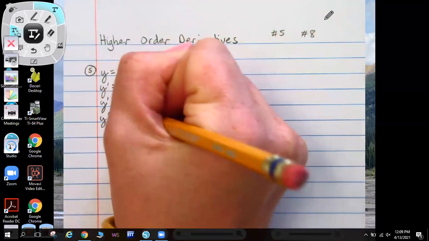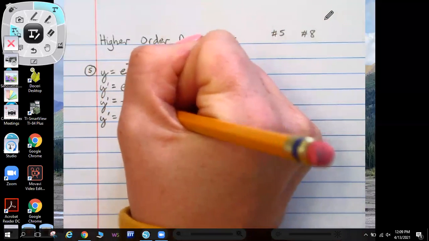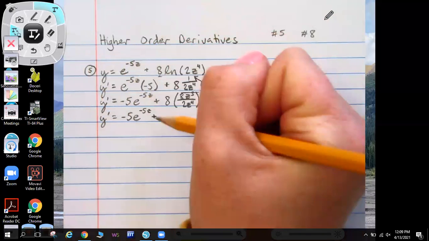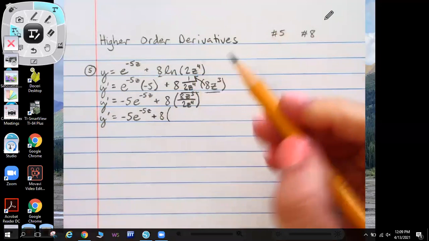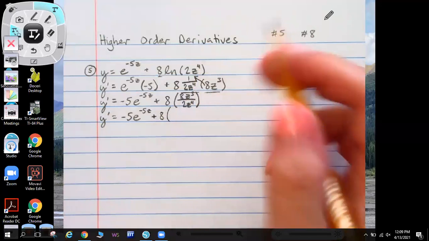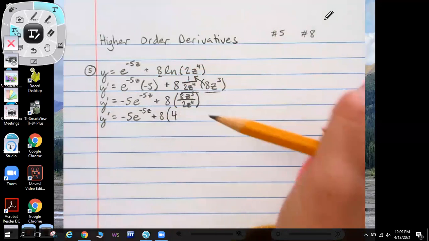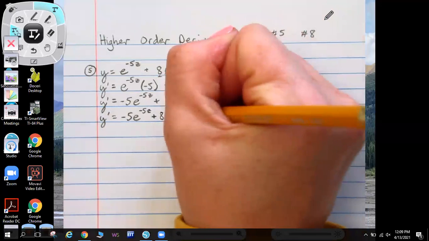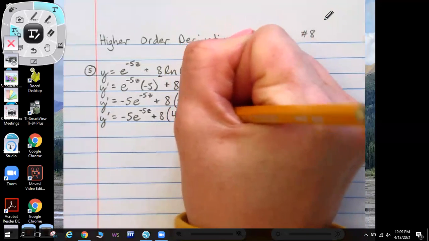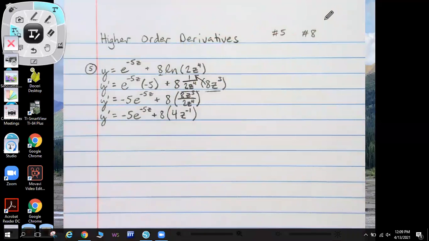That can still simplify. So the 8 is going to stay. We can simplify this fraction. 8 over 2 is 4. Z cubed over z to the 4th is z to the negative 1. When you divide numbers that have the same base, you subtract the exponent. So 3 minus 4 gets you a new exponent of negative 1.